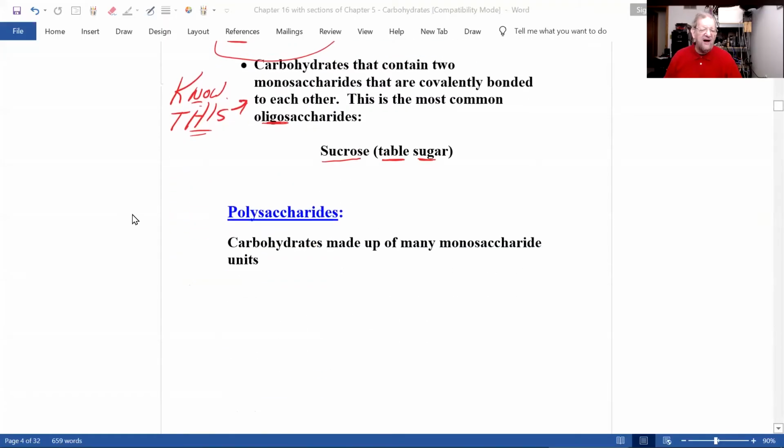And then there's polysaccharides. Those are carbohydrates that have more than 10 monosaccharides linked together. An example of this, the switch is off for this, but you know one polysaccharide, starch. Starches are all polysaccharides.